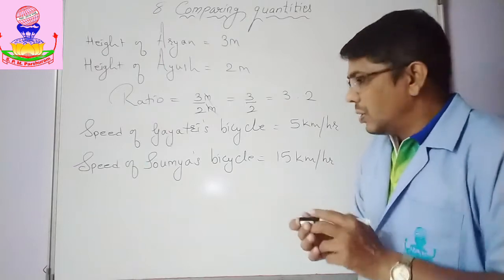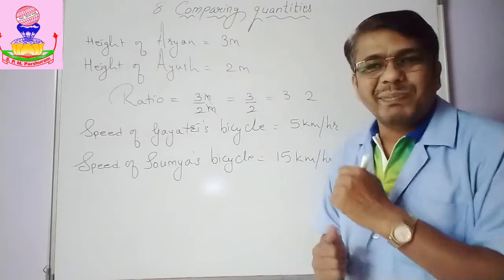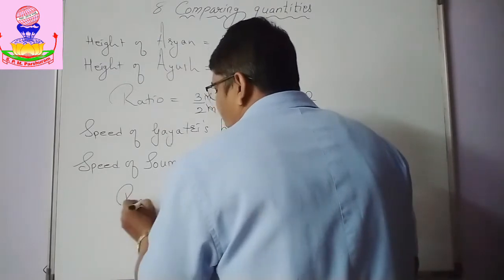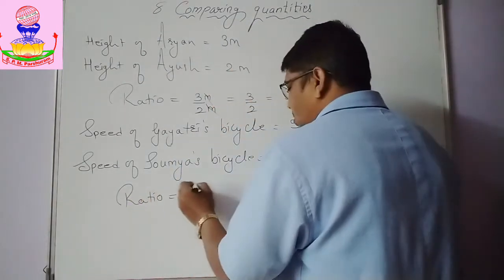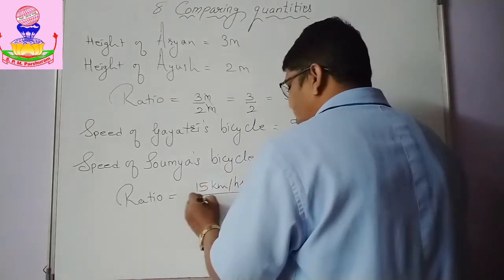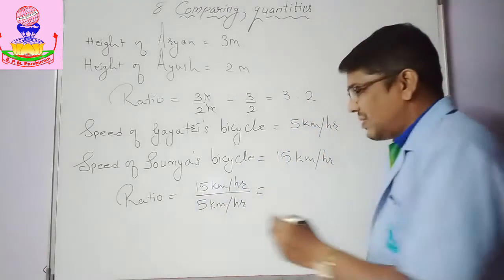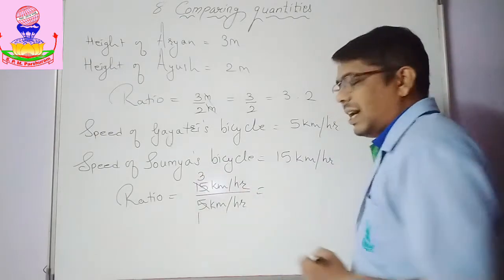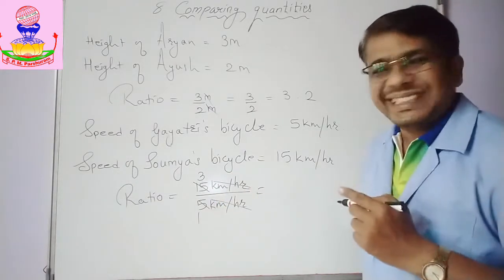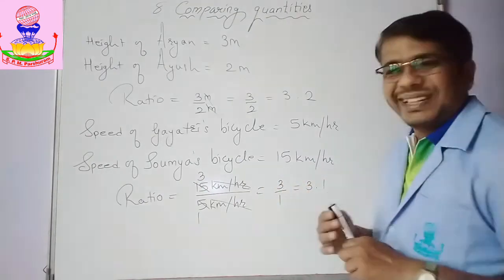So what you will do? You will divide speed of Soumya's bicycle by speed of Gayatri's bicycle. Right. Okay. So therefore the ratio will be 15 kilometers per hour upon 5 kilometers per hour. Right? So 5 ones are 5, 5 threes are 15, and kilometers per hour will get cancelled, and you will get 3 upon 1, that is 3:1.